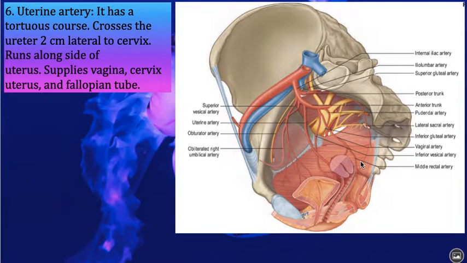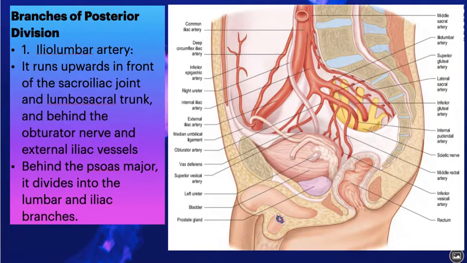Then sixth, we have the uterine artery. Here is the uterine artery supplying the uterus over here. It has a tortuous course, crosses the ureter 2 centimeter lateral to the cervix, runs along the side of the uterus, supplying the vagina, cervix, uterus, and the fallopian tube. Now, branches of the posterior division, number 1 was the iliolumbar branch.